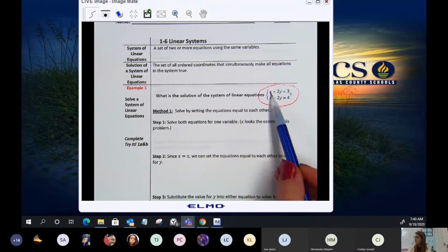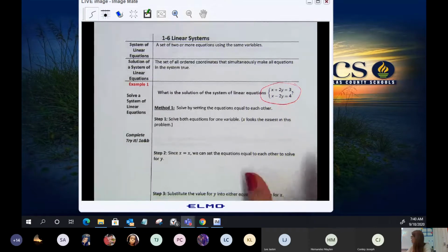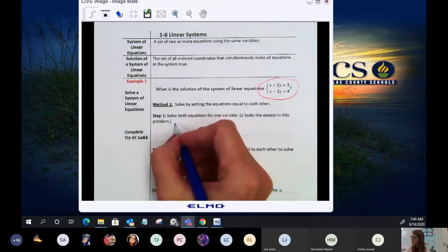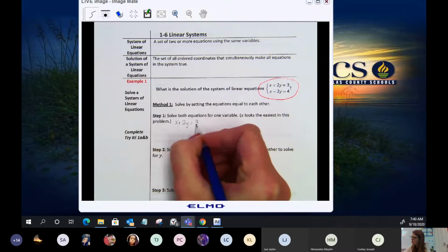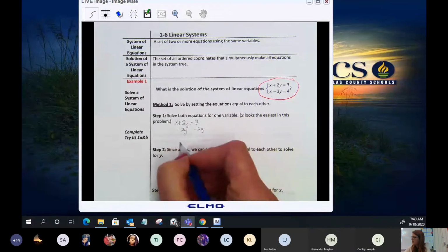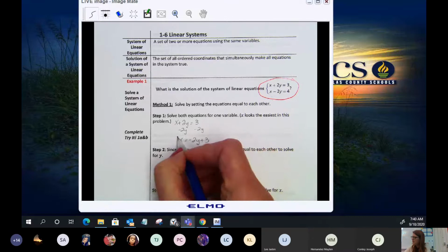Now I'm looking at this and I see that I don't have any coefficients in front of these x's. They're already positive. This is going to be nice and easy because all I'll have to do is subtract the 2y over here, and on the second one I will have to add 2y. So let's do it. Step one, we're going to solve both equations for one variable. I have x plus 2y equals 3. Subtract the 2y from both sides, and I get x equals negative 2y plus 3.